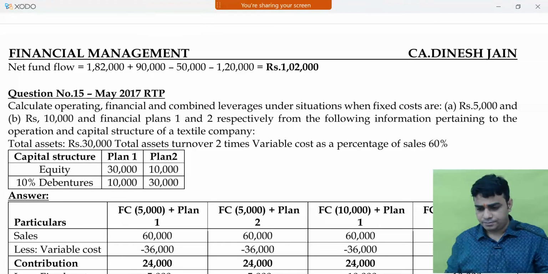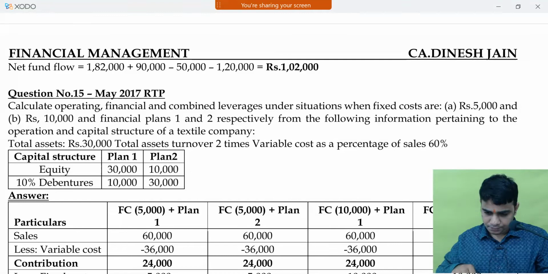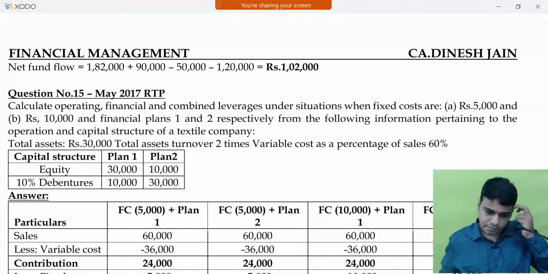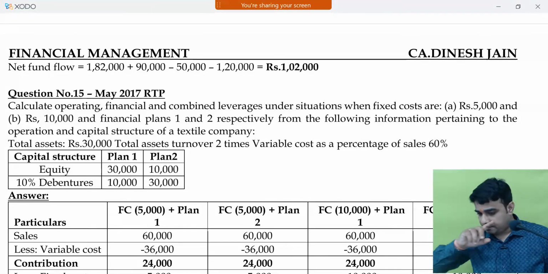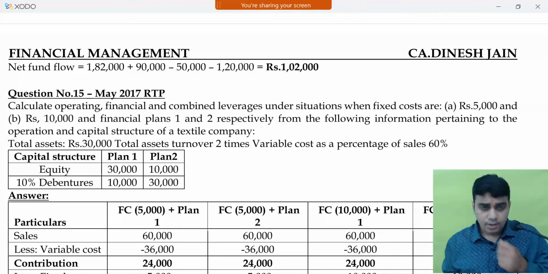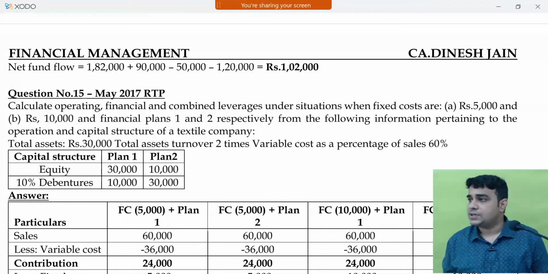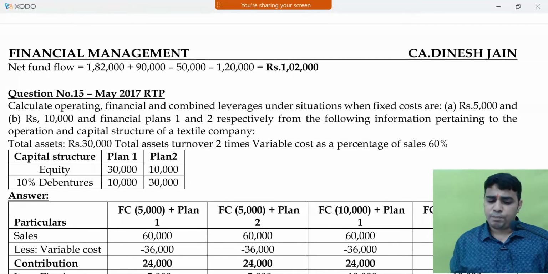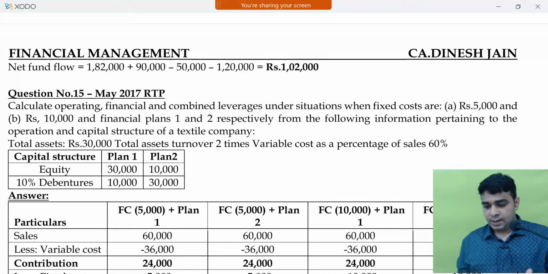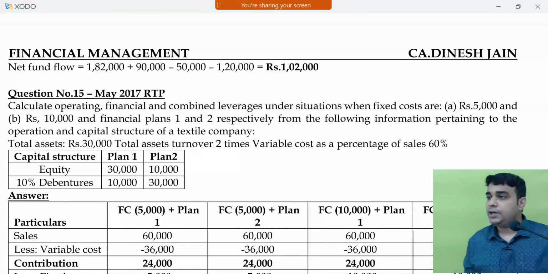Go through the 15th question. Not much for us to solve in this question. They have given two scenarios where the fixed cost can either be 5,000 or 10,000, and your borrowings can be either 10,000 or 30,000. Borrowing is going to change your interest expenditure. There can be a problem where they give you three different levels of fixed costs and three different levels of interest expense also. This is only 2 and 2.